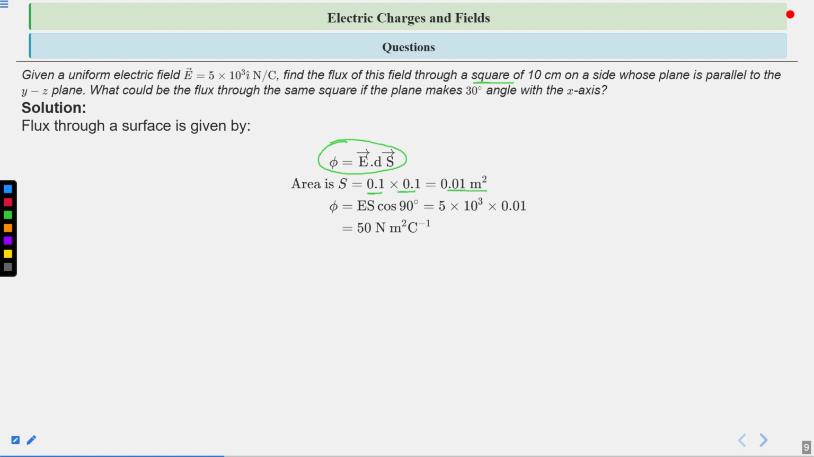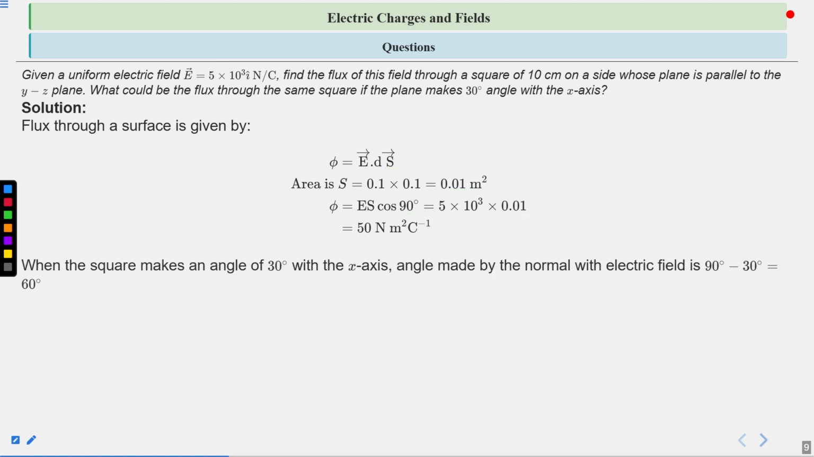It means phi equal to E ds cos 90. Why 90? Because in this question the value of E is given, saying that it is parallel to YZ plane. It means theta here is 90 degree. So substitute the value 5 into 10 raised to the power 3 into 0.01. So solving this, you will get phi equal to 50 Newton meter square per coulomb.